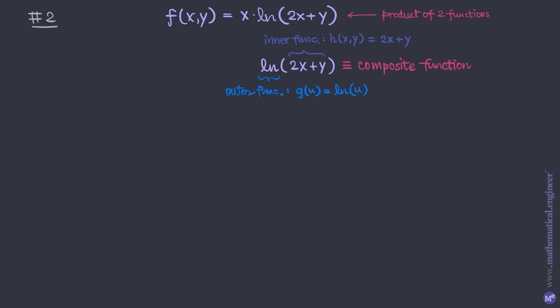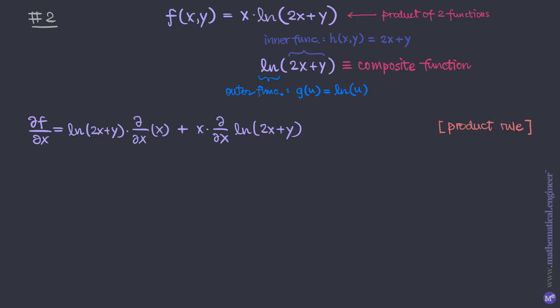Let's start with computing partial f partial x. First step, we apply the product rule. In the first term, we have the composite function multiplied by dx dx, which is 1. In the second term, we have x times the partial of the composite function. So here comes the chain rule again.